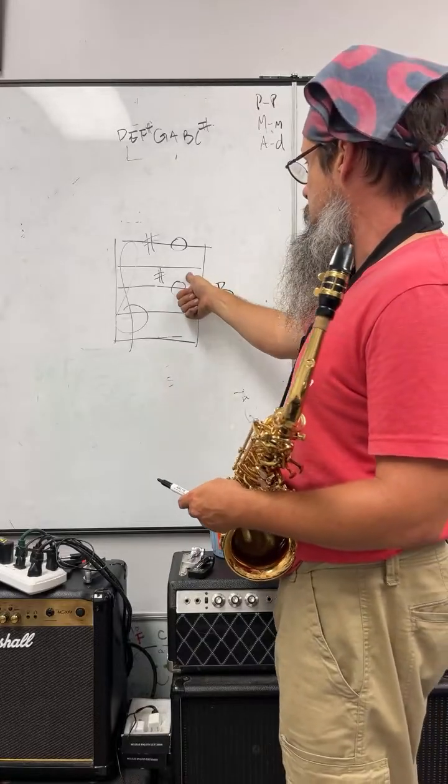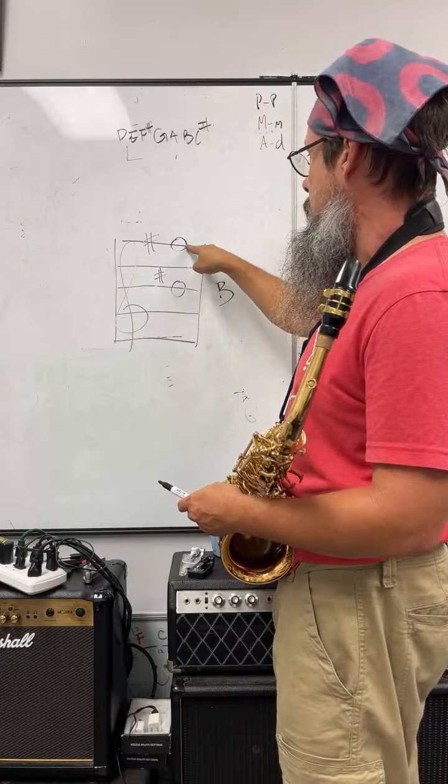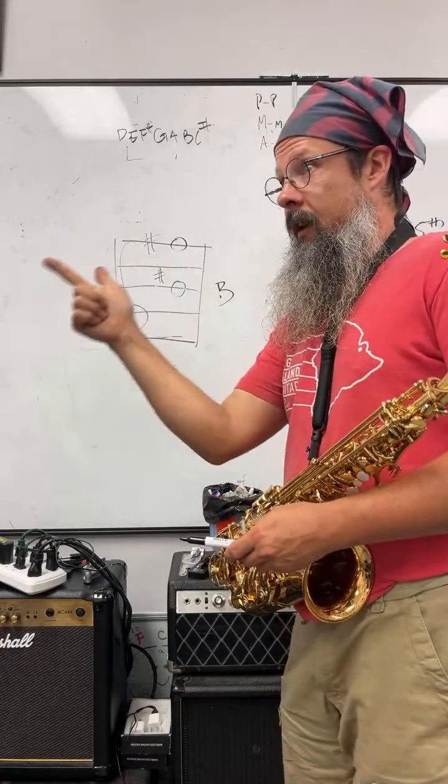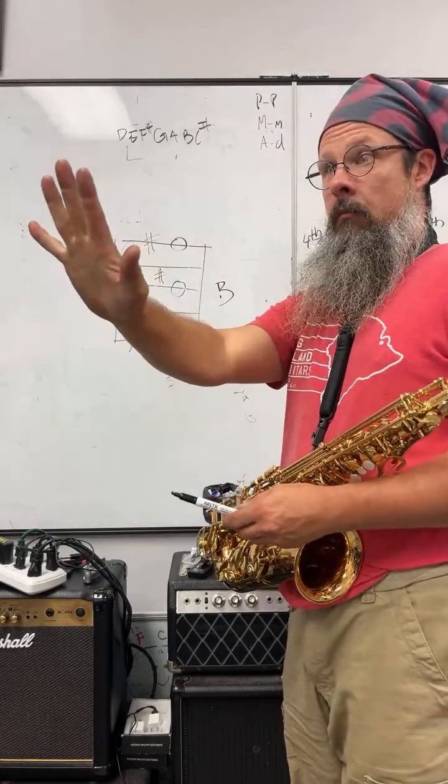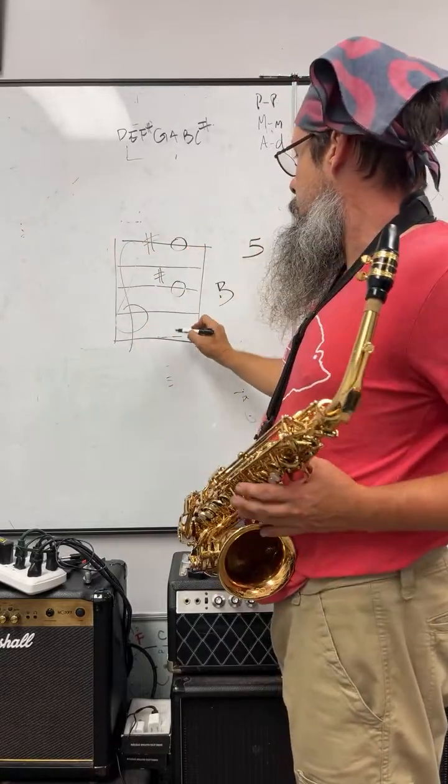B, C, D, E, F. How many is that? Cool. You're right. 5. Let's take this F and put it down here.